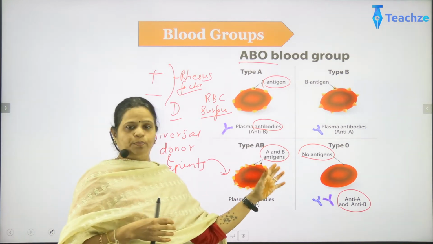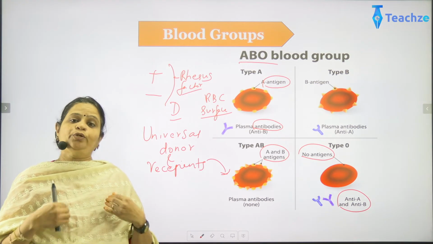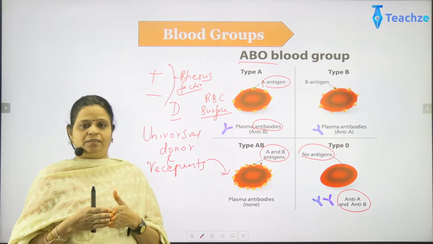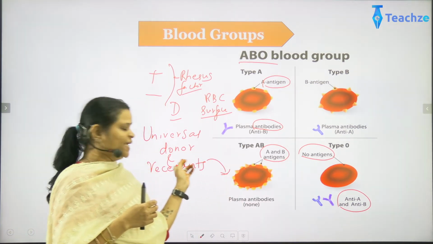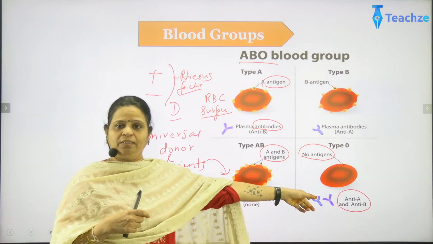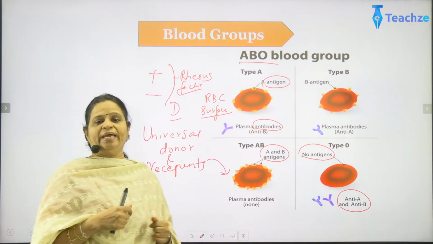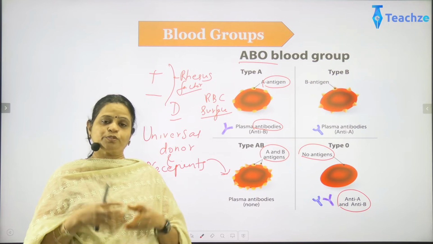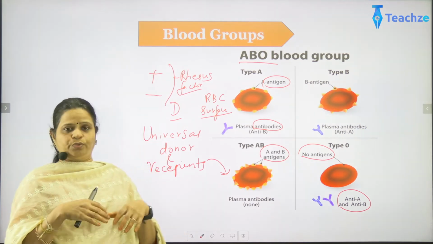Now what about the O blood group? The O blood group can donate to every other blood group, but it can take only its own kind. So it is only a donor, and you cannot accept blood from any other blood group. So O can accept only its own kind.